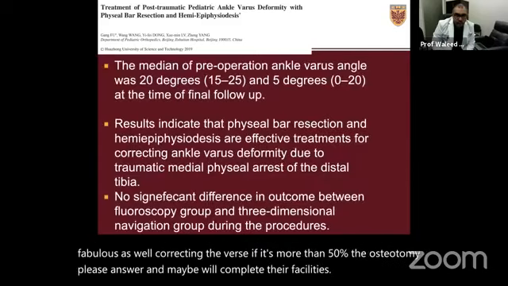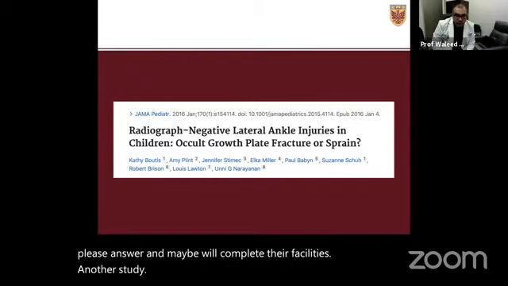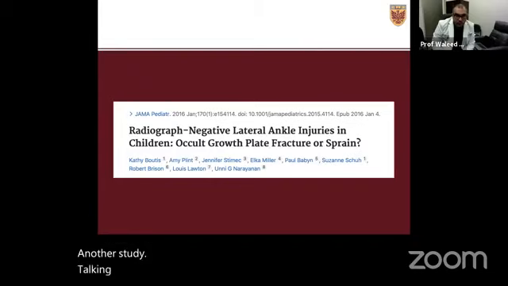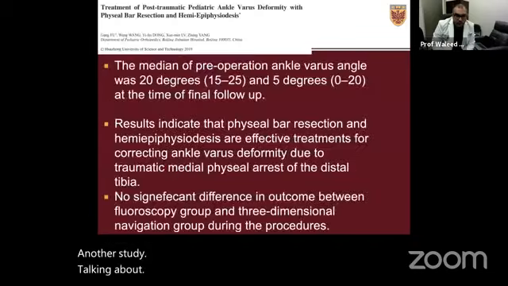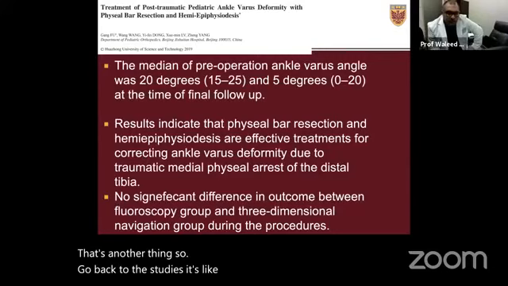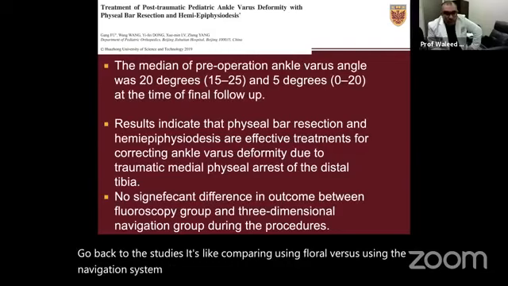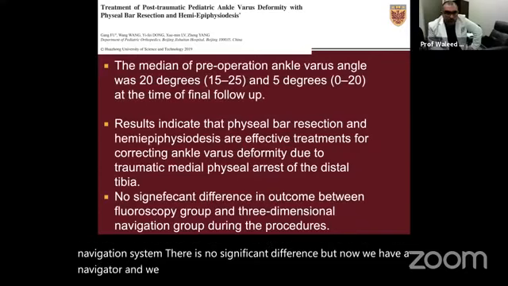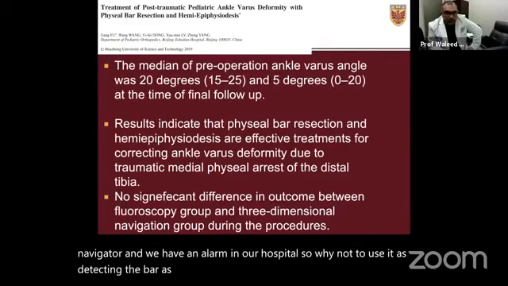Another study, so let's go back to the studies. It's comparing using the fluoro versus using the navigation system. There's no significant difference, but now we have a navigator and we have an O-arm in our hospital, so why not use it for detecting the bar, as it's tricky to get the bar resection.